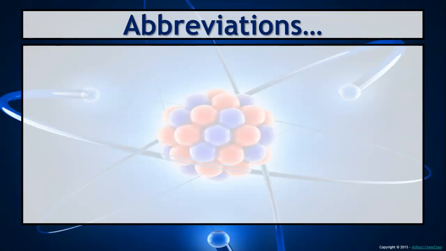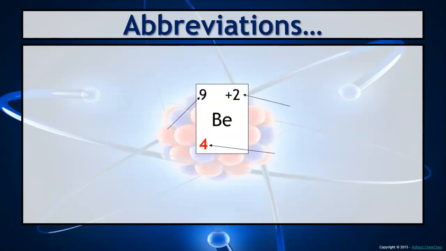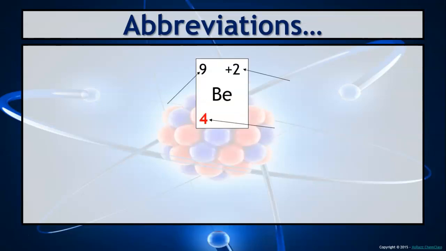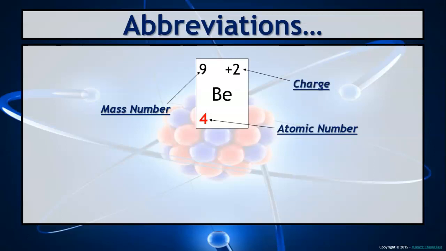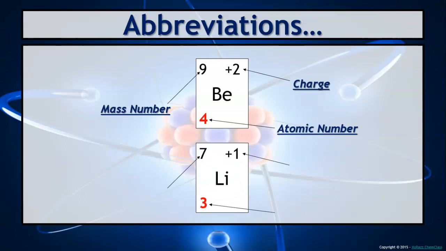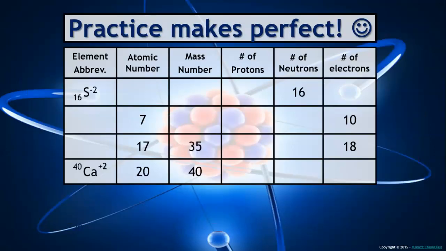So we use some little abbreviations and symbols when we're talking about these different kinds of ions. We often have the symbol for the element with some numbers surrounding it, and those numbers tend to be in specific spots. So the mass number tends to be in the upper left-hand corner. The atomic number is in the lower left-hand corner, and the charge is in the upper right-hand corner, with the symbol being in the middle. So we see that again here with the lithium. Now we're going to take a look at how we can put that to use.